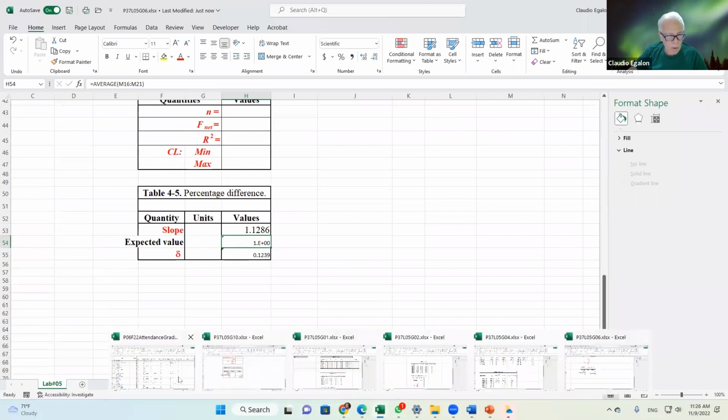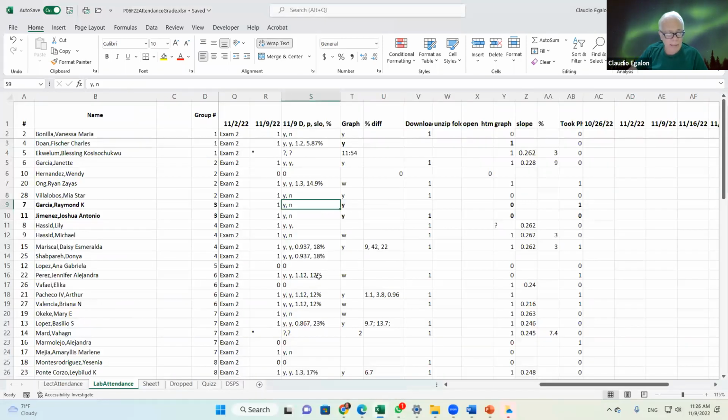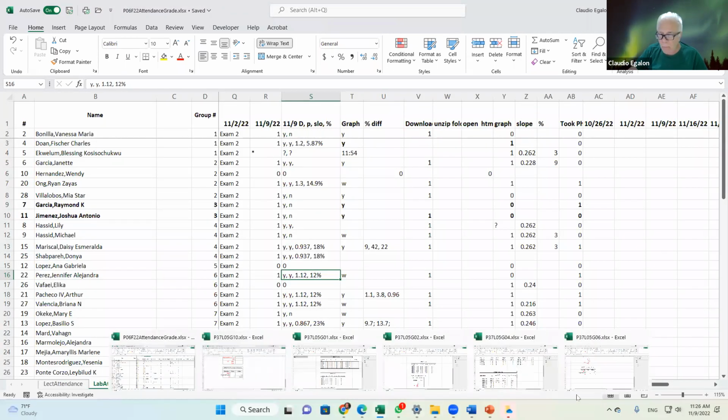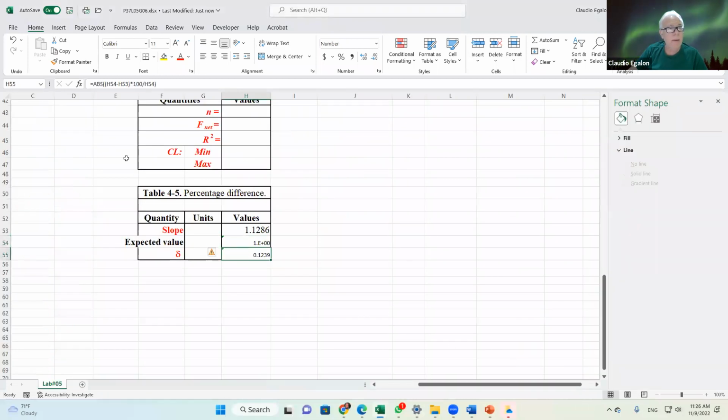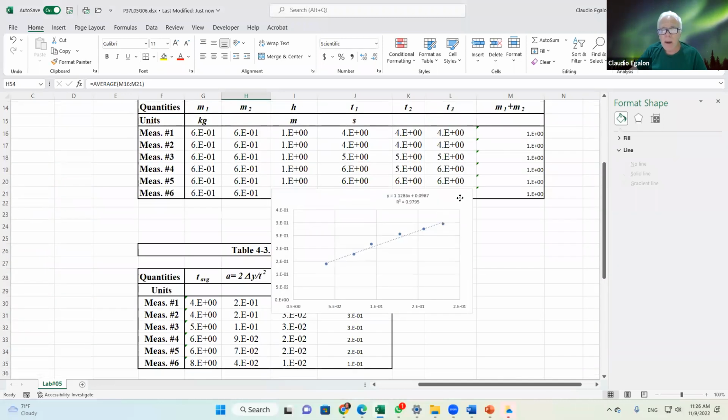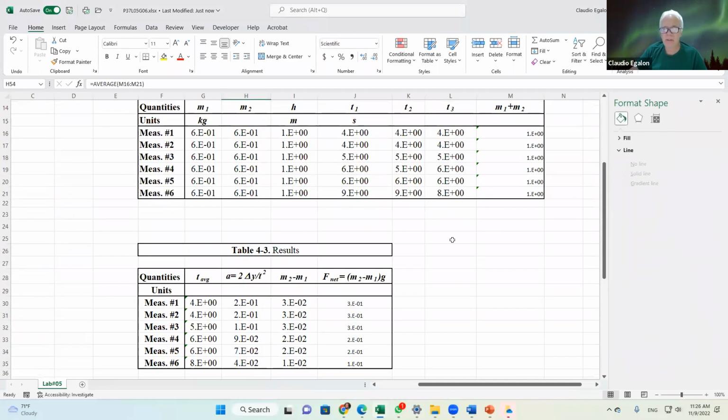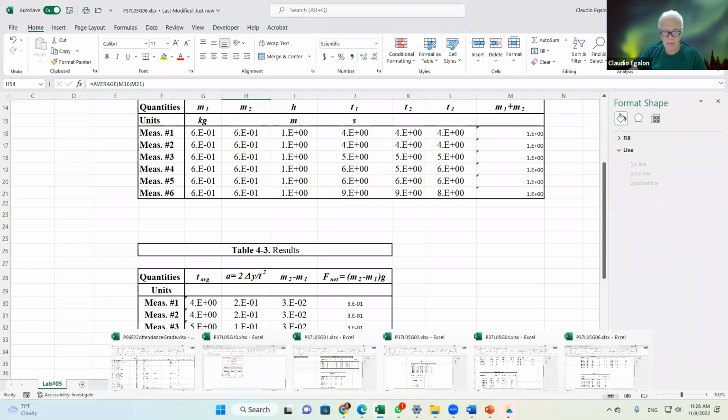So here we go. It's not 12%, right? It's not a 12% difference, it's a 0.12% difference. Let me see, yeah, multiply by 100. So fix that for me. It's not 12%, it's a 0.12% difference. It's very small. It's a very small percentage difference. That's for group number 6.